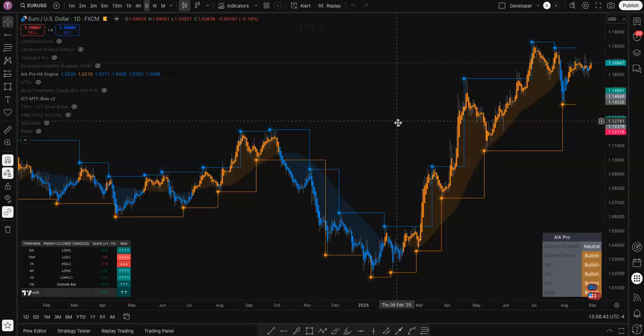I'm going to show you a strategy directly from the ARK Pro Indicator this time, and I'm going to tell you my favorite time frame to trade this particular indicator in currency pairs, or you can try gold, okay?